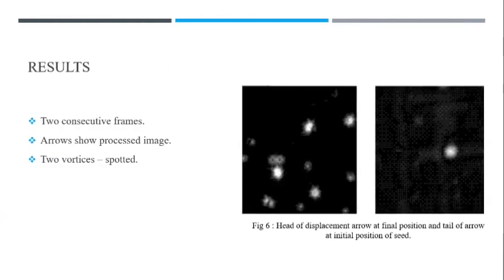Next one is results. Two consecutive frames are obtained from processing the image. Two vortices are spotted. Here is the picture with the head of the displacement arrow at the final position and the tail of the arrow at the initial position of the speed. That was conducted by MATLAB technique.